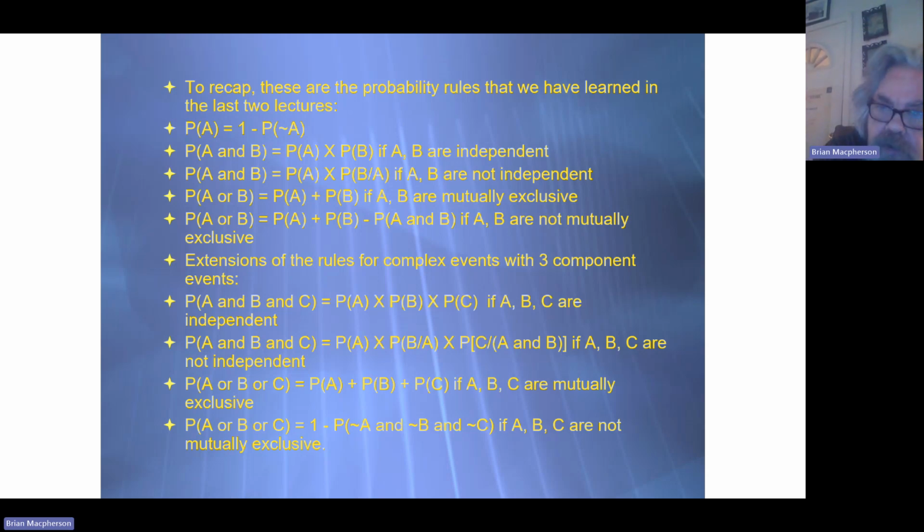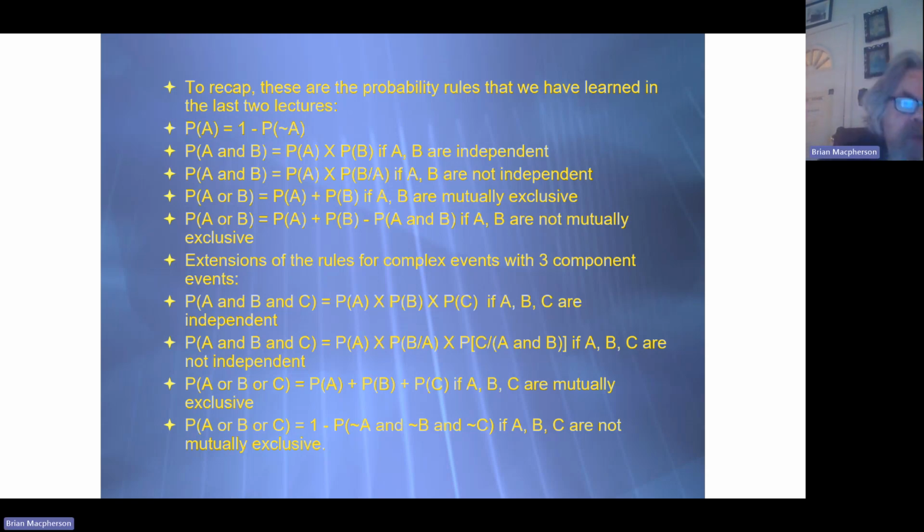However, if they're not mutually exclusive, then what you have to do, as we've seen, is subtract the probability of getting both events. So again, the probability of A or B will be the probability of A plus the probability of B minus the conjoint probability of getting A and B, if A and B are not mutually exclusive. Okay. Now, what we've learned today is using the complementation rule in part, how to extend these rules to complex events that have 3 components. All right.